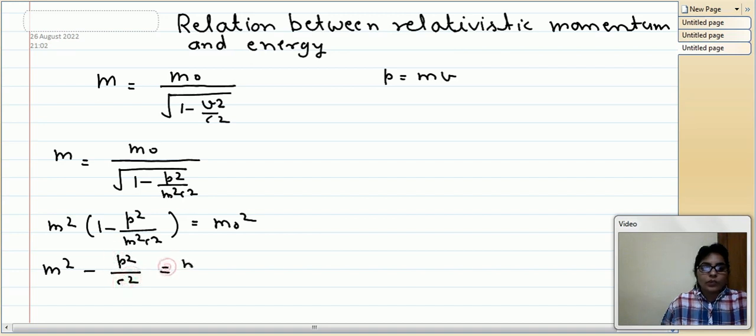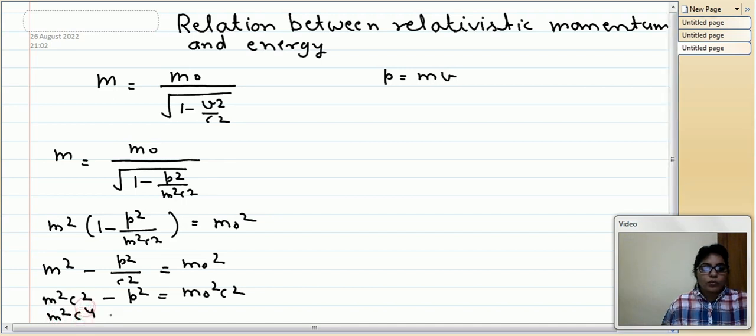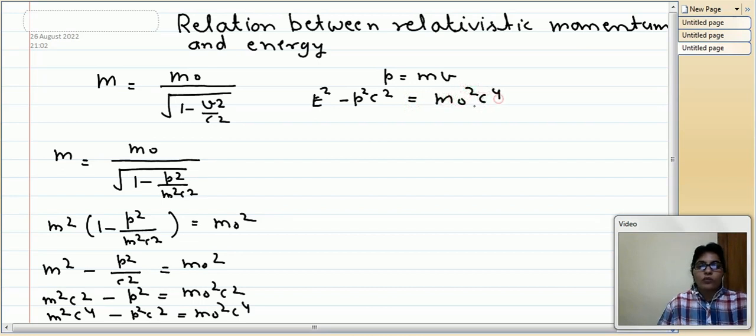is equal to m naught square, or it will be m square c square minus p square is equal to m naught square c square, or we can write it as m square c to the power 4 minus p square c square is equal to m naught square c to the power 4. So this m c square of m c square, so this is the relation: E square minus p square c square is equal to m naught square c to the power 4.